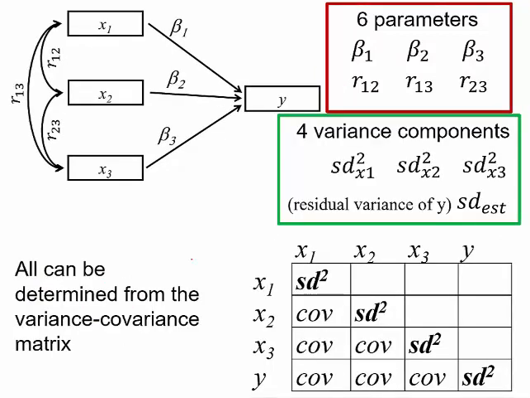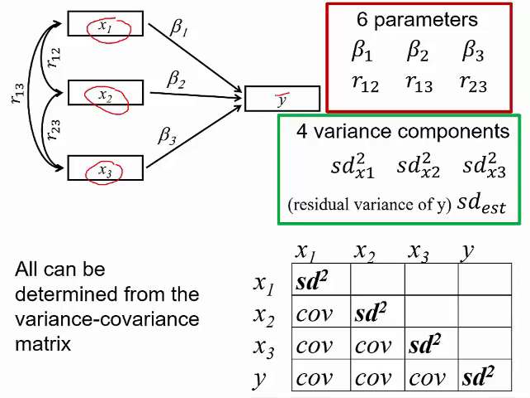Now, in addition to those 6 parameters, I also have variance components that need to be estimated in my structural equation model. That is, I have a variance of x1. It's going to have a standard deviation, or a squared standard deviation will be its variance. I'll have x2, and it will have a standard deviation, or a squared standard deviation will be its variance. And x3 will also have a variance.